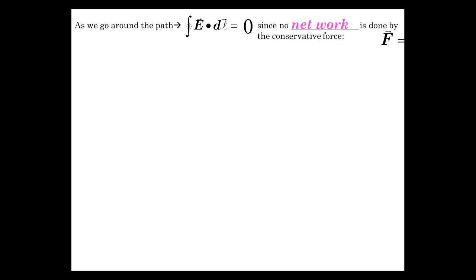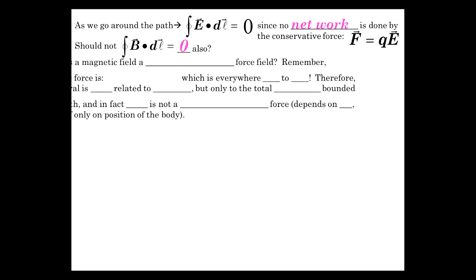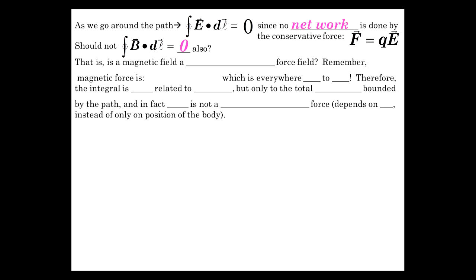Just a couple of pertinent comments pertaining to our Ampere's law development. If we consider closed integral of E dot dl as we go around the integration path, it's 0. Why? Because the electric field is a conservative force field. And there's no net work that electric field does when you do a complete path from point A, any place, to point A again. And the force is QE, a conservative force. Well, shouldn't closed integral of B dot dl be 0 also? In other words, the question is, is magnetic field, like electric field, a conservative force field?